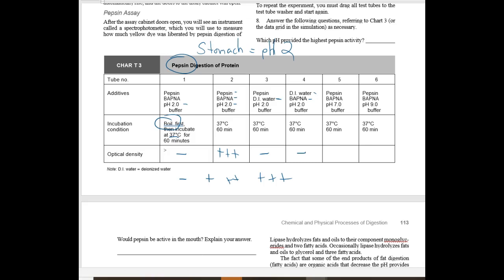So then we go here, pepsin, BAPNA, pH of 7, so we've got enzyme and substrate. Our pH is higher than we would like it to be. So let's say you get some color, and then here, your pH 9, you're even farther outside pepsin's preferred range, so you've got maybe just a little bit of color. So that's what you should get for this experiment or this activity here.